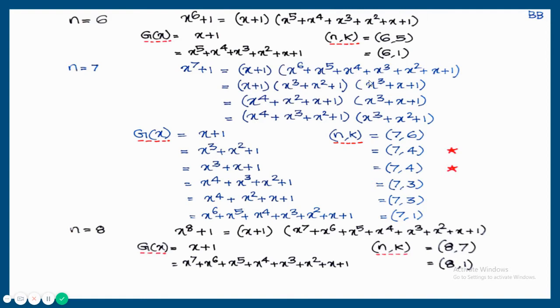Next, these two are going to be multiplied, so it will be x raised to 4 plus x cube plus x square plus 1 into x cube plus x square plus 1. And all these are going to be considered as generator polynomials. So we'll get different n, k cyclic codes under n is equal to 7. If x plus 1 is used, number of parity bits are 1, so it will be 7, 6. If x cube is used, number of parity bits are 3. And there are two x cube polynomials: x cube plus x square plus 1 and x cube plus x plus 1. So we'll get two different 7, 4 cyclic codes.